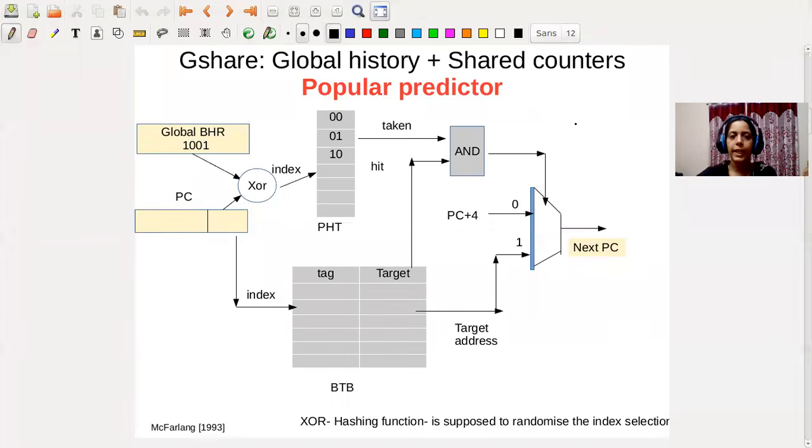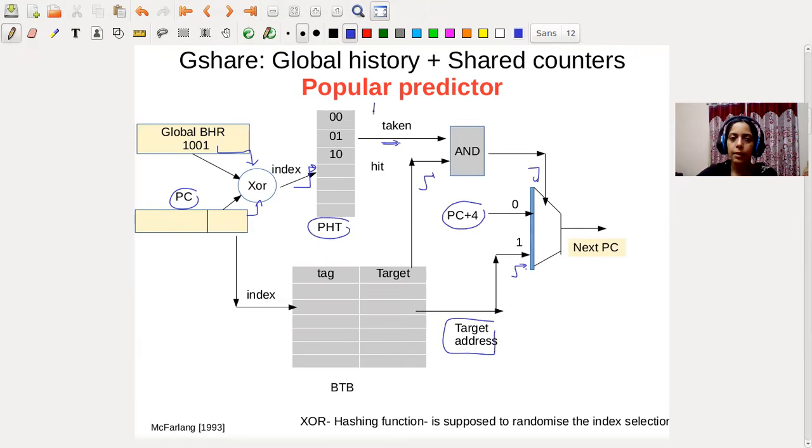So the G-share predictor can also be depicted this way in hardware. You have the PC, some bits of the PC and the global BHR are going to get XORed, and that is going to be the index into the pattern history table. And then the decision is going to come. If it's taken, then that is going to select the target address, the branch target address. Otherwise, we continue with PC plus 4.